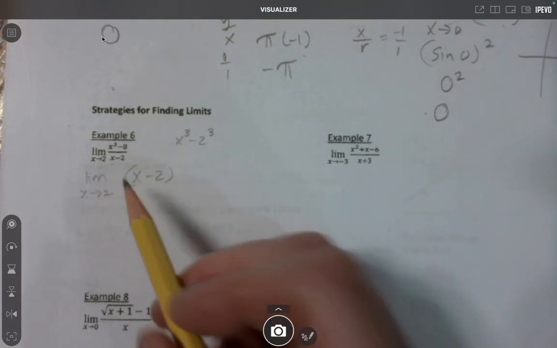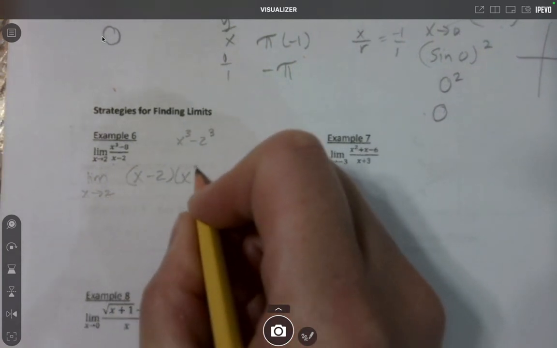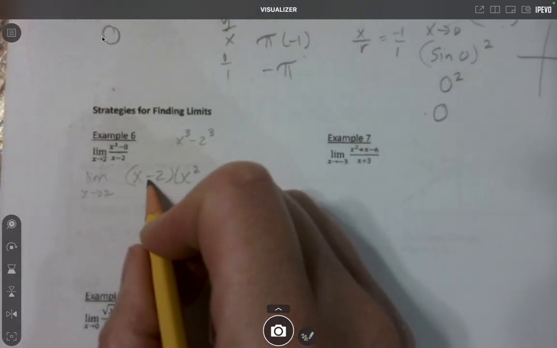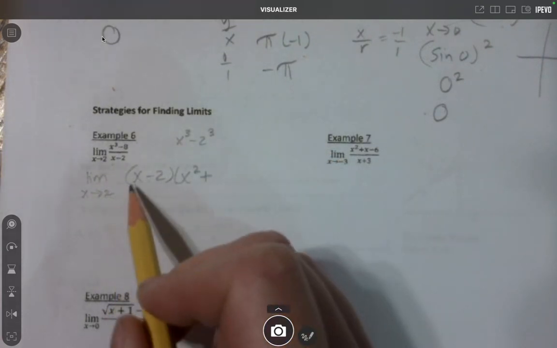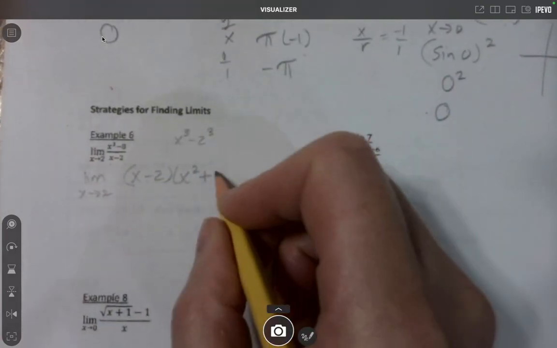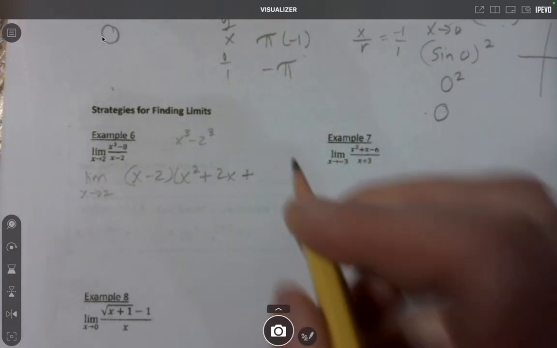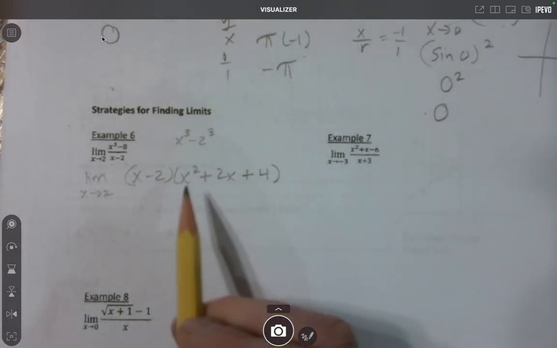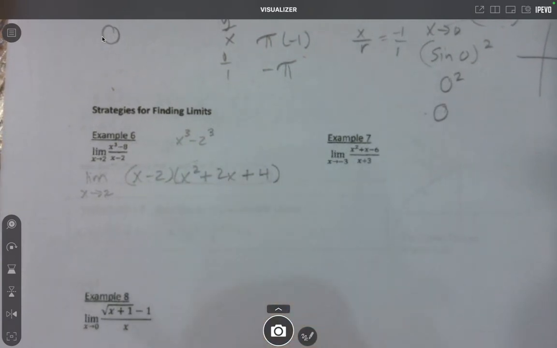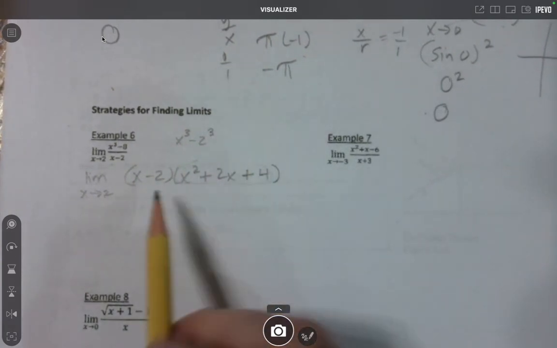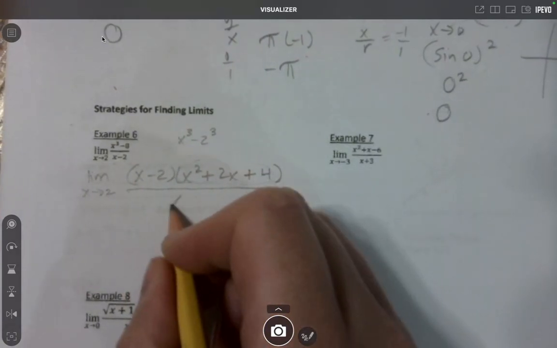So basically what's happening is we take that x and we square it. This is going to be opposite product. So 2 times x is 2x. And then this is always positive. And then 2 squared is 4. And this is not going to be further factorable ever on a cubic. So my denominator is an x minus 2.